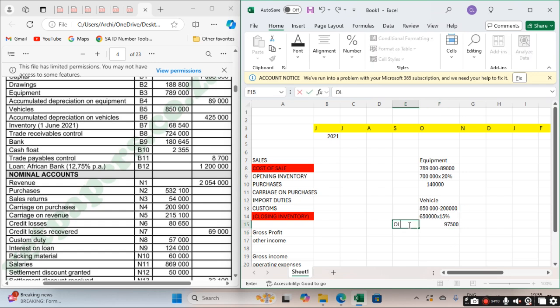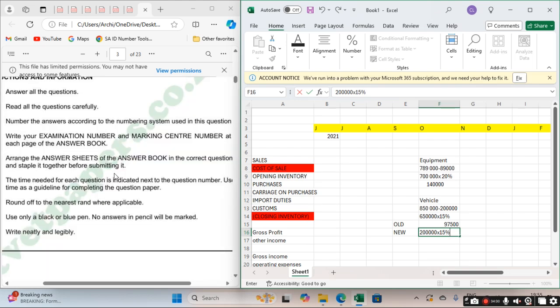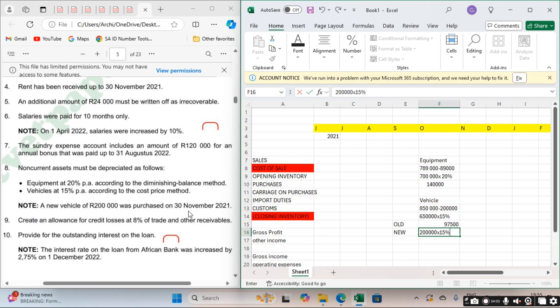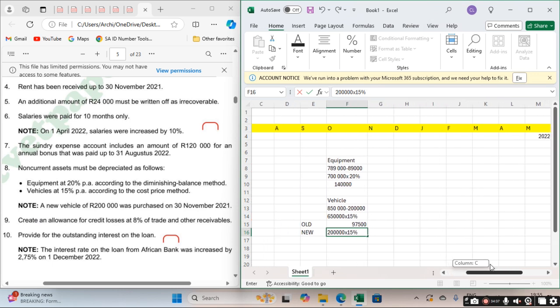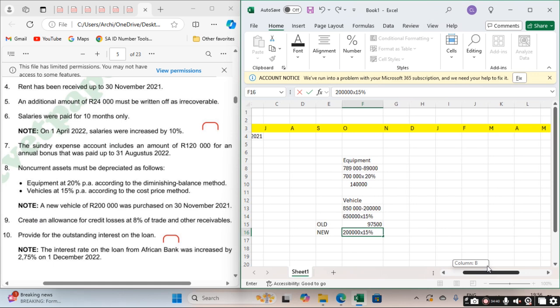So this is for the old vehicle. Now when we're calculating for the new vehicle, we're going to say 200,000 multiplied by 15%. And this vehicle, they said they bought it. When was it bought? They said the vehicle was bought on 30 November. So as we can see on our timeline, it was bought on 30 November.